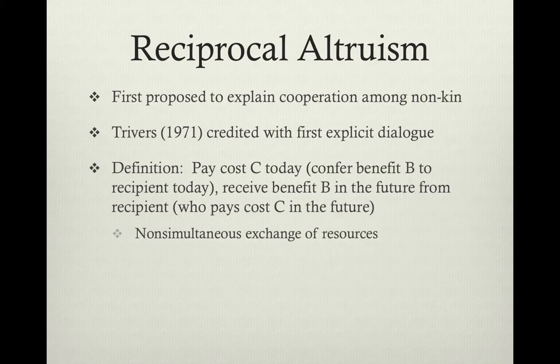And so reciprocal altruism was first proposed to explain the cooperation among non-kin, and Trivers, the gentleman who wrote those supplemental chapters that we read last week and the first week, is credited with the first explicit definition or discussion of reciprocity. And so the definition of reciprocity is that you pay cost C today to confer a benefit B to the recipient today, and that you will receive benefit B in the future from the recipient who pays cost C in the future. So we can also define this then as the non-simultaneous exchange of resources.